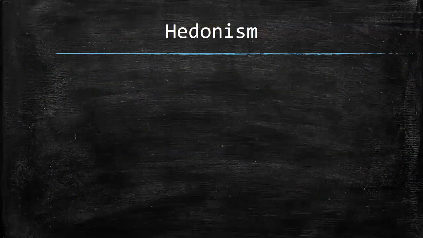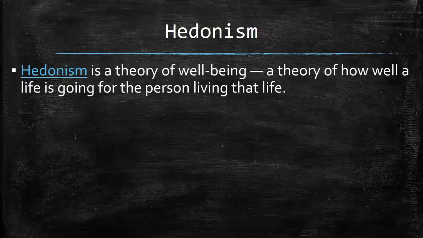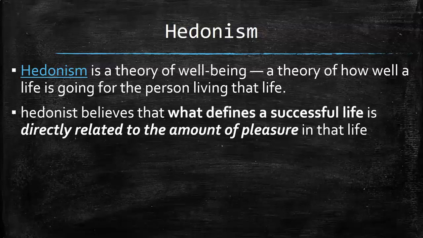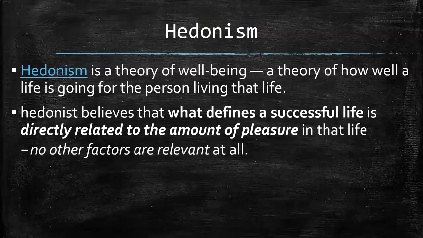So, utilitarianism is based on another broader ethical concept, hedonism. Not heathens, but hedonistic. The way it's usually used, it focuses on people pursuing worldly pleasures more than anything else. So it's really a theory of well-being, but we're going to measure that by happiness and pleasure. They believe what defines a successful life is related to the amount of pleasure in that life. And this is where it can get tricky: how do we determine that pleasure? No other factors are relevant, right? Just how much pleasure you have.